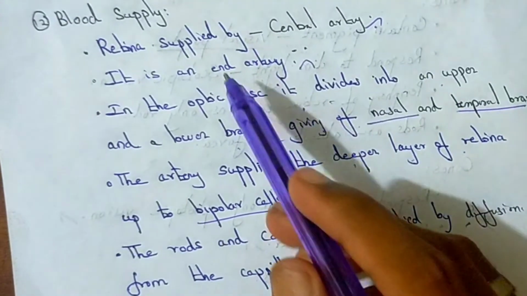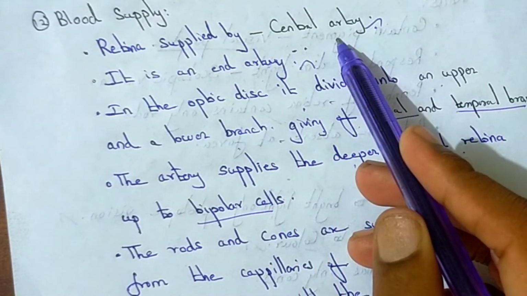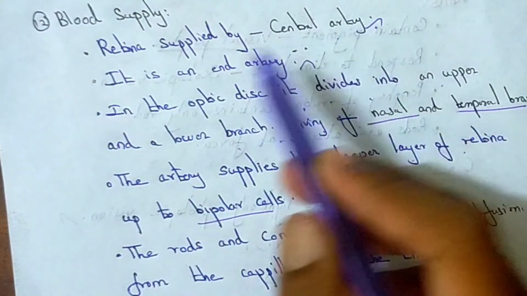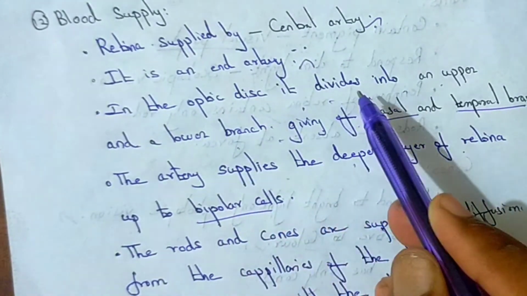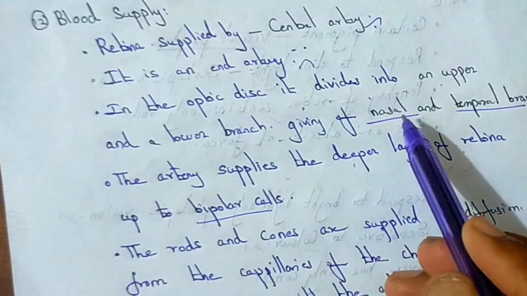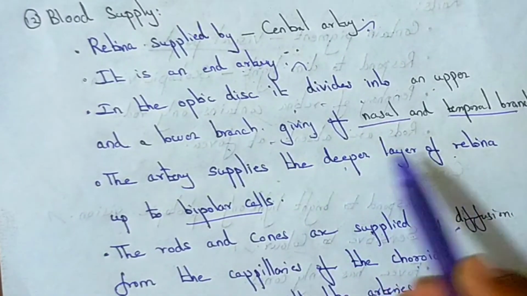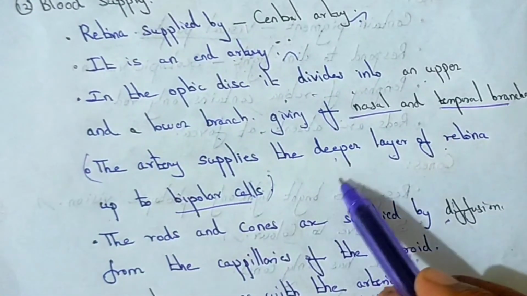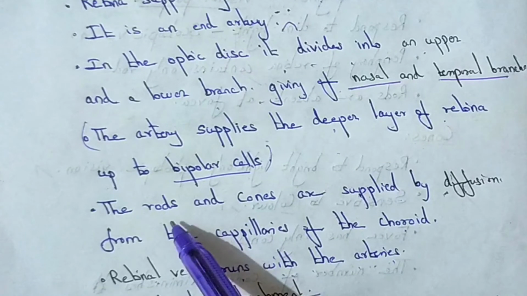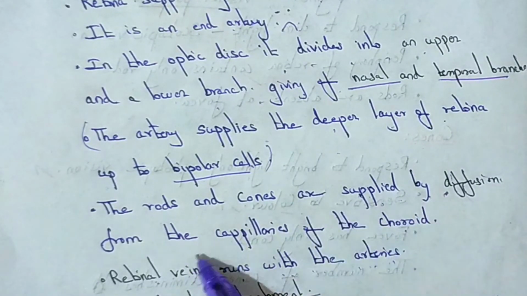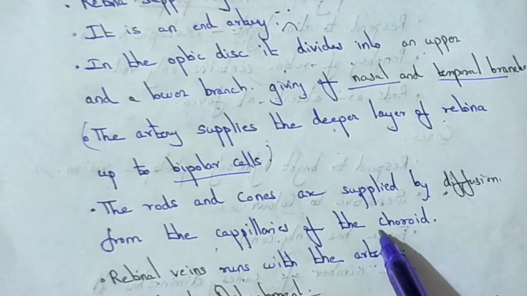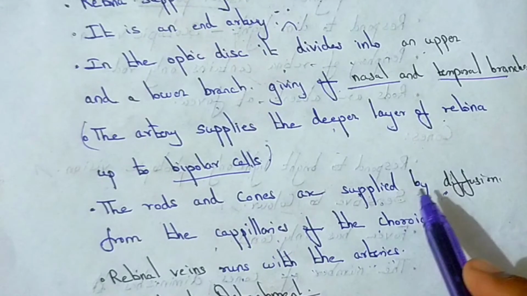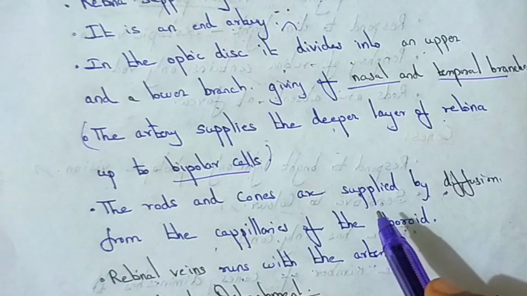Blood supply: the retina is supplied by the central artery and the retinal veins. The central artery is an end artery. At the optic disc, it divides into an upper and lower branch, giving off nasal and temporal branches. The artery supplies the deeper layers of the retina up to the bipolar cells. It's very important: the artery supplies up to the bipolar cells. The rods and cones are supplied by diffusion from the capillaries of the choroid. The rods and cones are the second layer, which is near the choroid, so it is supplied by diffusion from the capillaries of the choroid.